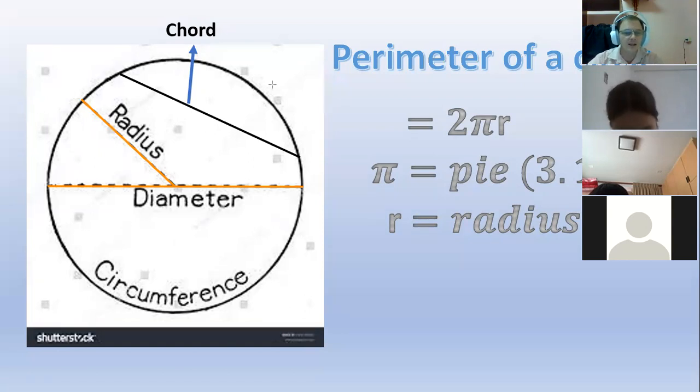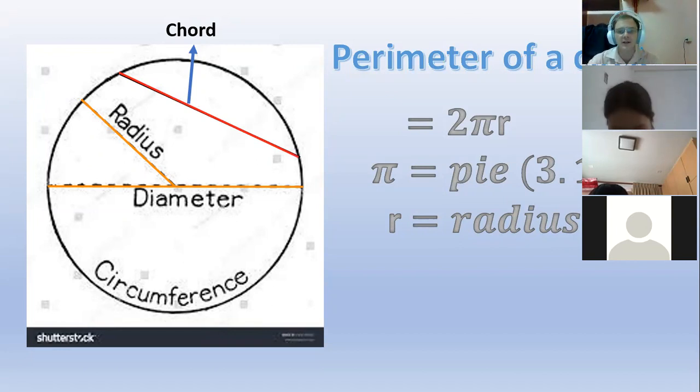We also have a different type of line, which is the chord, which does not pass through the center of the circle. So it doesn't pass through the center. If it passes through the center, it would also be a diameter. But because it does not pass through the center, it's called a chord. Okay. We also looked at the formula.